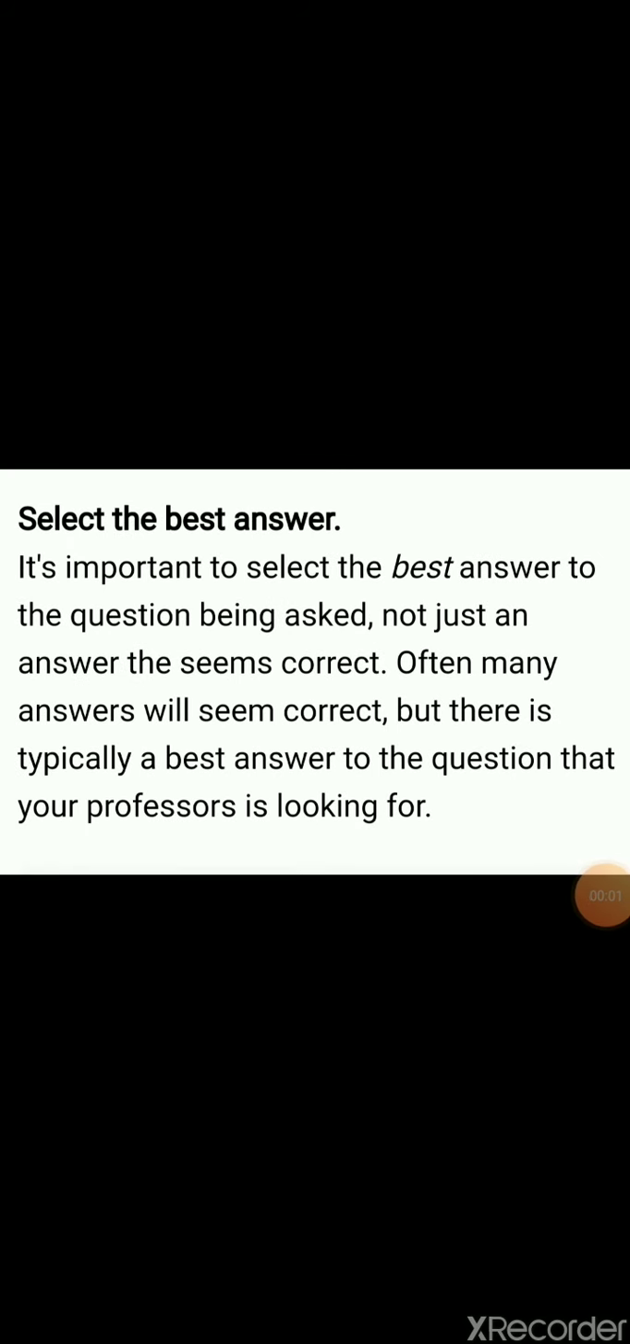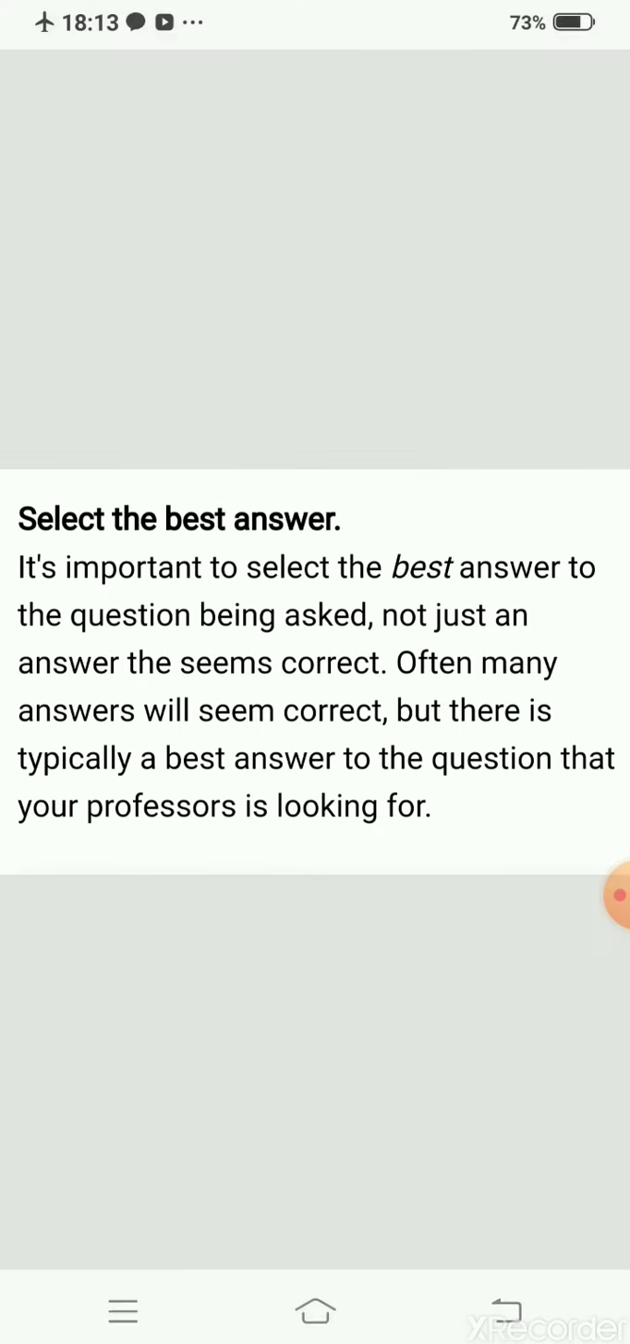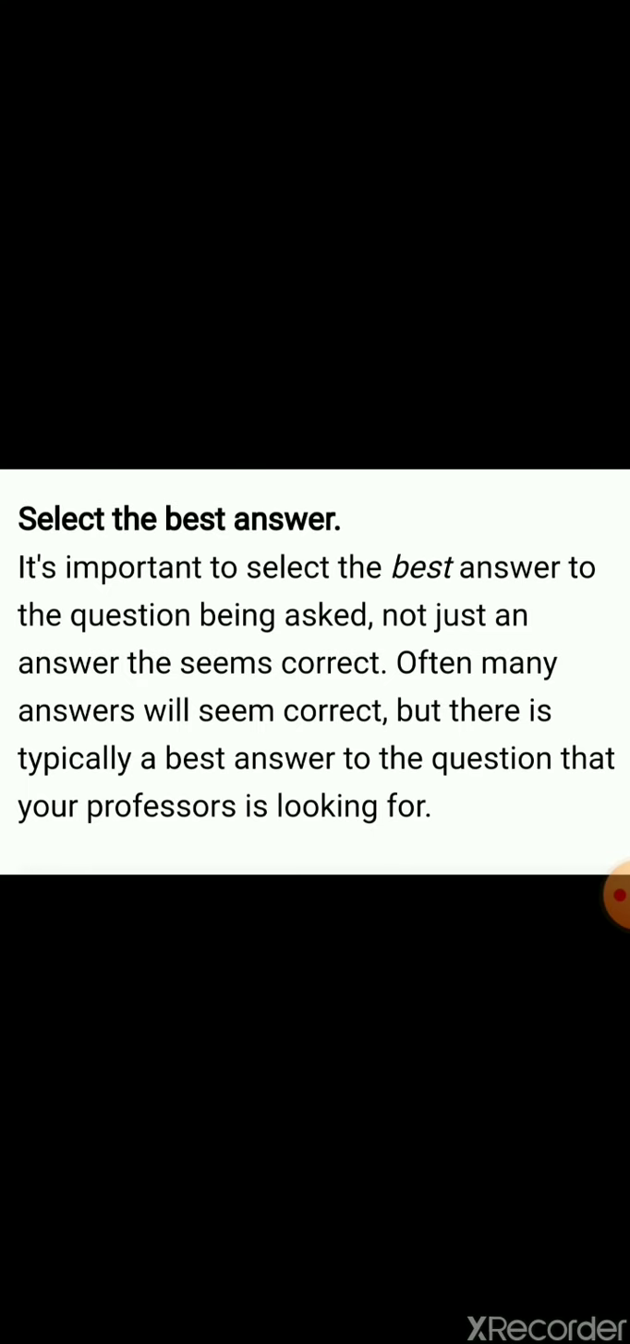Undoubtedly, select the best answer. Definitely, we need to go with the best answer. See, they haven't written correct answer, but they have written best answer. As I told you, maximum options are correct, so we need to go with the closest option. So it's important to select the best answer to the question being asked, not just an answer that seems correct.